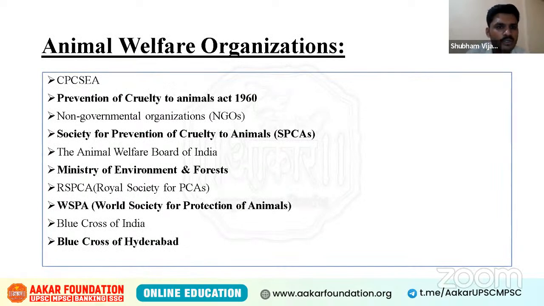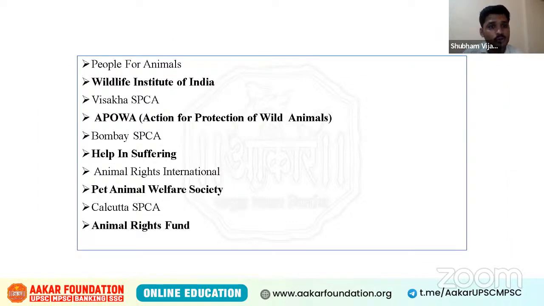Now, here we have taken a few more animal welfare organizations, and in detail, so many organizations are there under this, not just AWBI, but starting with the SPCA, PCA is there, non-governmental, so many organizations are there. I will take them one by one: SPCA, Society for Prevention of Cruelty to Animals. Then the AWBI, our favorite one, under the Ministry of Environment and Forests, MOEF in short. Royal Society for Prevention of Cruelty to Animals, WSPA, World Society for Protection of Animals, Blue Cross of India, Blue Cross of Hyderabad, PFA, People for Animals, Maneka Gandhi, we all know, Wildlife Institute of India, Visakha SPCA, SPCA meaning Society for Prevention of Cruelty to Animals.